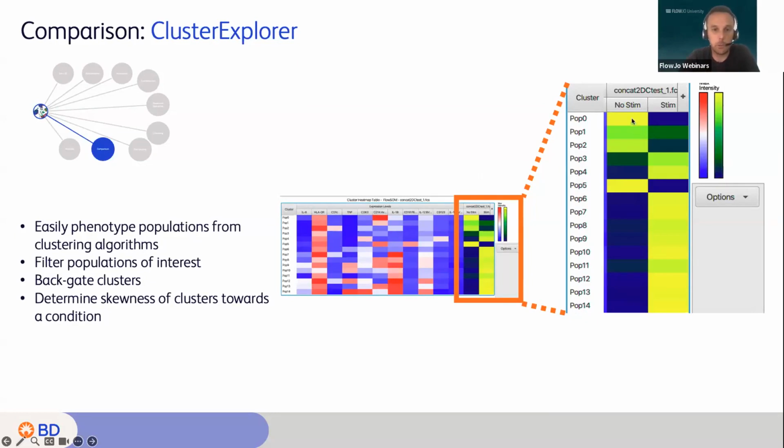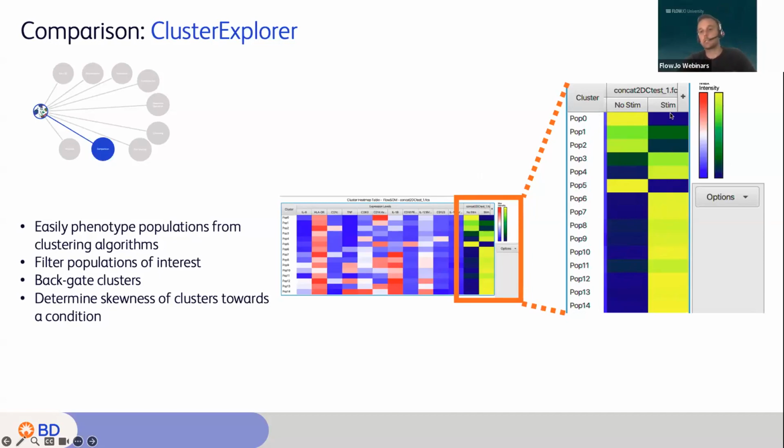So here between the non-stim and stim, we can see that population 0 is mostly constituted from non-stim cells, cells coming from the non-stim condition, and vice versa, populations 6 to 14, the clusters are mostly present in the stim. So all the cells from this population are coming from a stim condition.